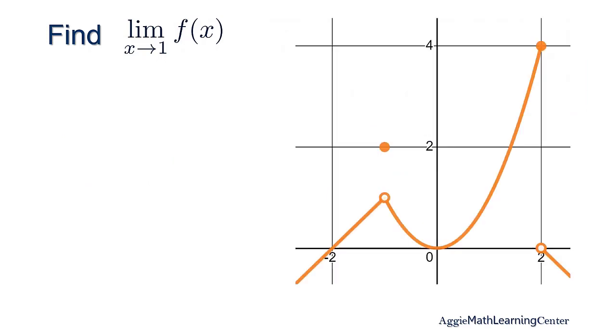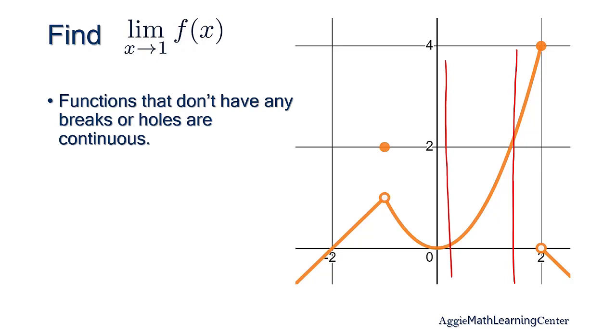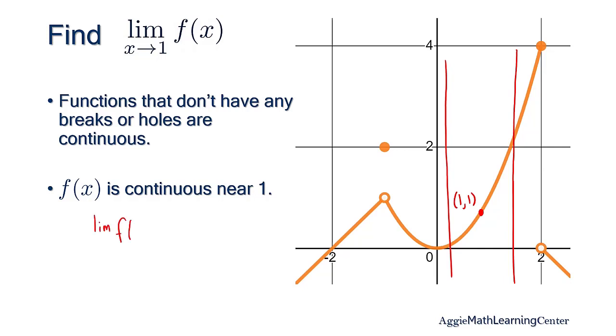Looking now at the graph instead, we can observe that near x equals 1, the graph doesn't have any holes or transitions or breaks in segments. Remember that if a function doesn't have breaks or holes, it's continuous. So we can say f of x is continuous so long as we don't look too far away from x equals 1. Because this part of f of x is continuous, and the graph passes through the point (1, 1), we know the limit of f of x as x approaches 1 must be equal to 1.